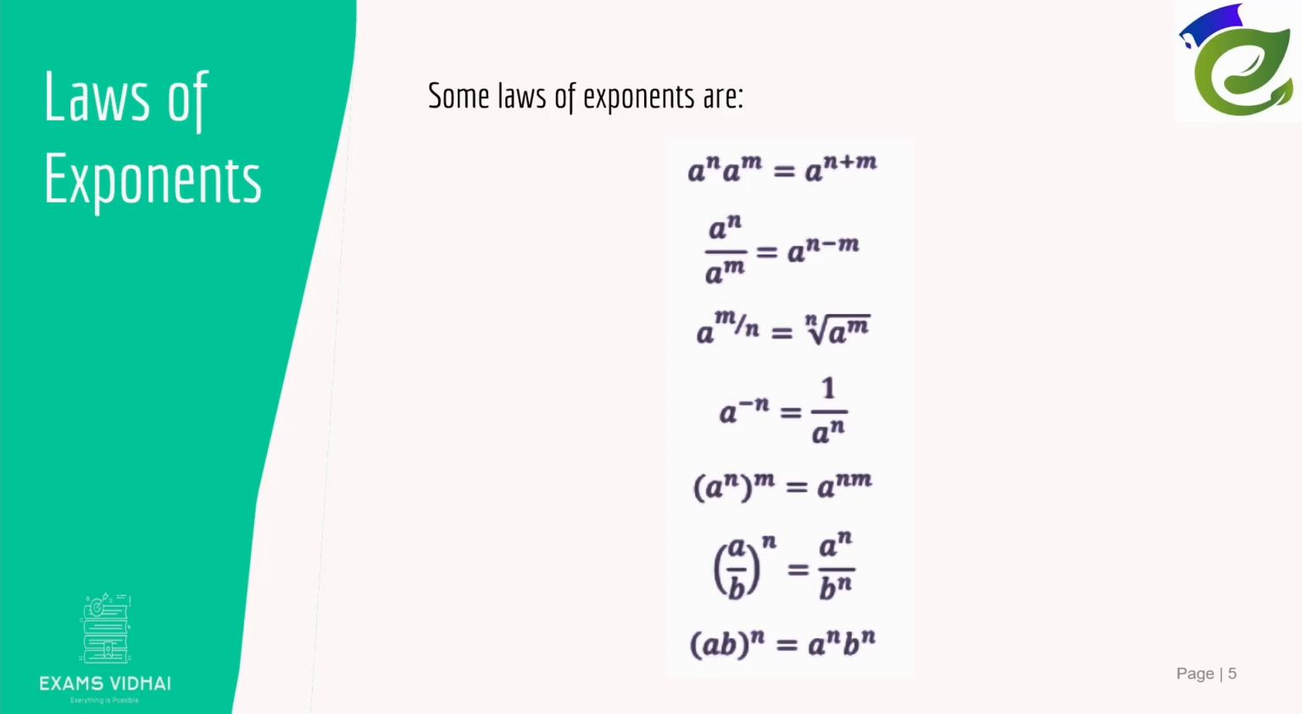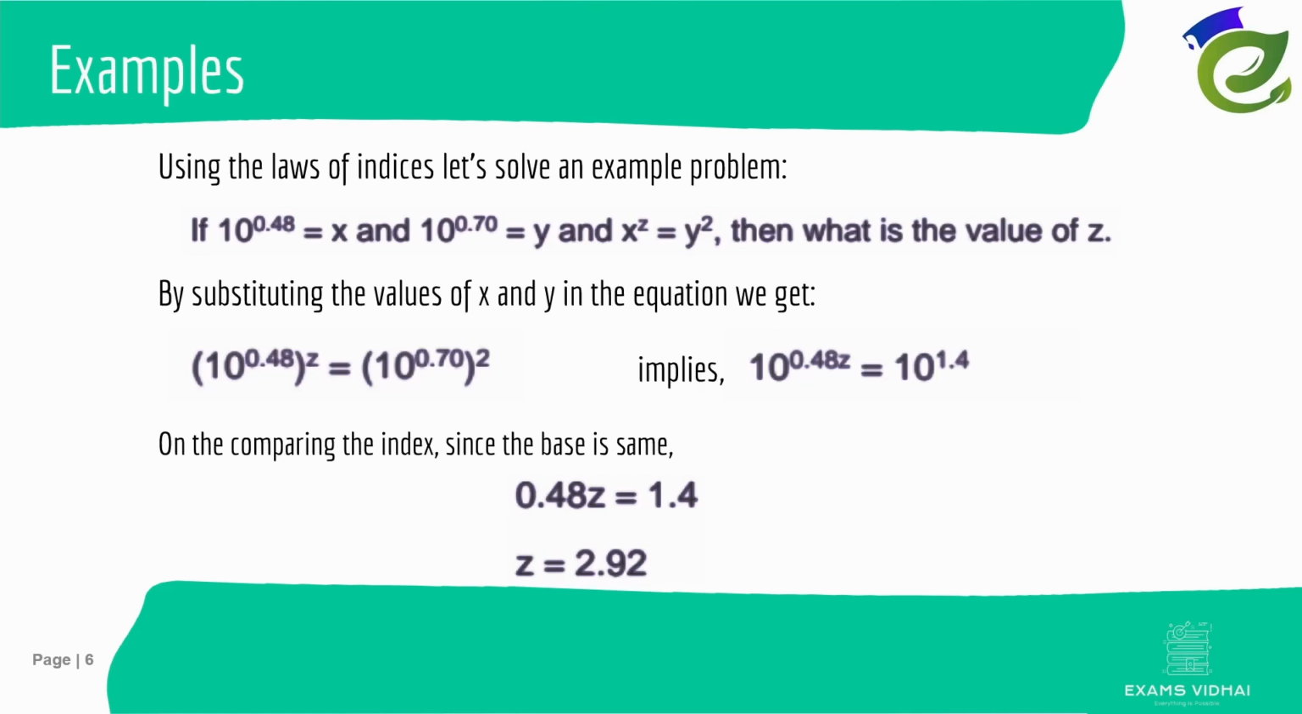Using the fifth law shown here, where a power n to the power m is a power n into m, you can write it as 10 power 0.48 times z is equal to 10 power 1.4. As you know, if the bases are equal, you can compare the exponents, and if the exponents are equal, you can compare the bases. Over here, the bases are equal, so you can compare the exponents. So by comparing the exponents or the indices, you can write the equation 0.48 times z is equal to 1.4. And by dividing by 0.48 on both sides, you get z is equal to 2.92. It's a very simple problem. You can try it out yourself if you want to.